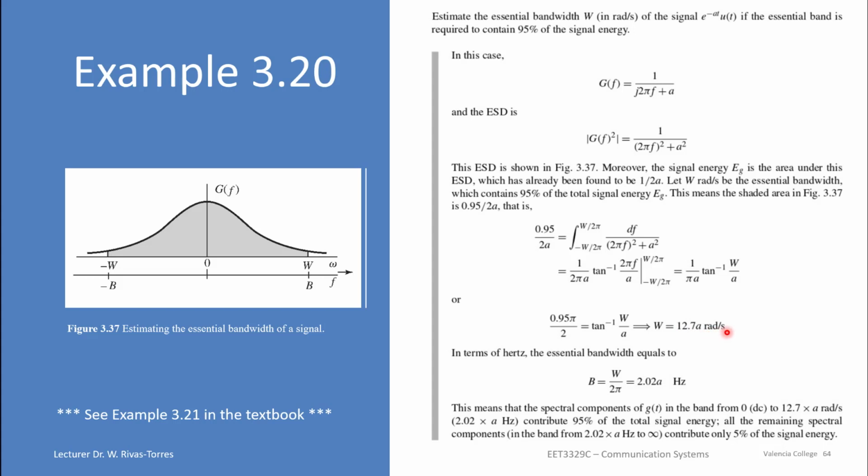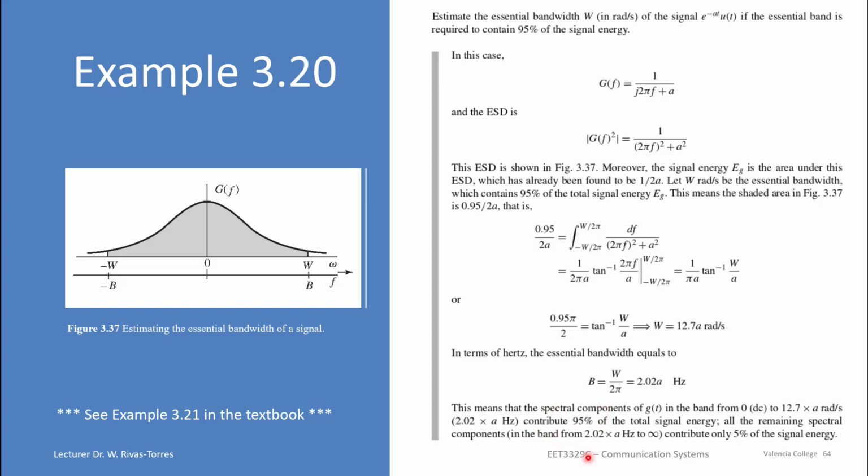And so w ends up being 12.7a radians per second. We always like to convert this back to hertz, so frequency. We take the w that we got here and divide it by 2 pi, and it ends up that your essential bandwidth is 2.02 times a, or 2a. Let's just go ahead and round it off. With a bandwidth equal to 2a hertz, you get 95% of the energy contributed.